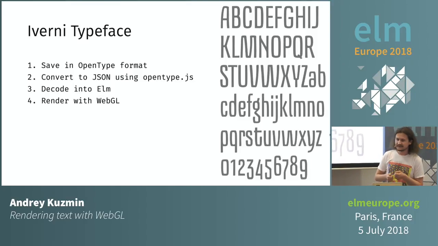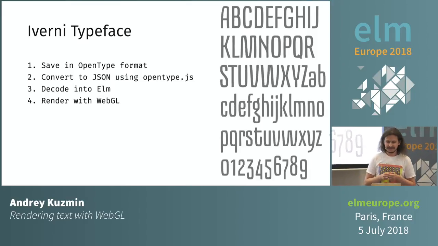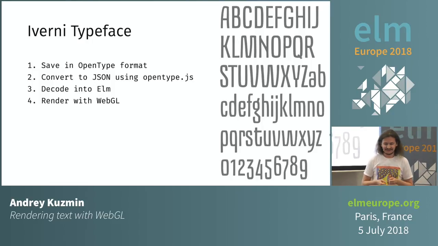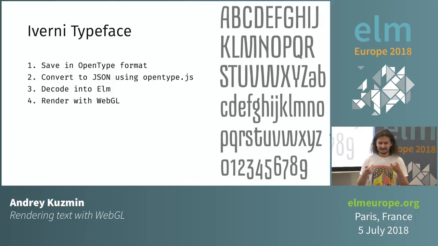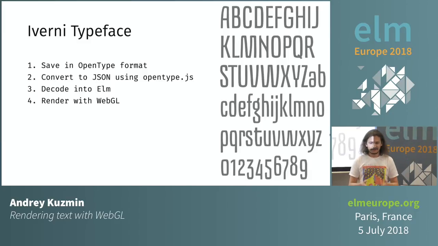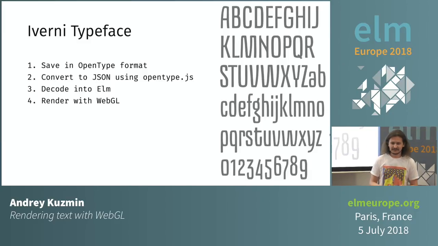So meet another typeface called Iverny that Nadia is nowadays working on. And this is a real typeface. It is saved in the OpenType format. It is a currently popular format that is standardized by Microsoft and Adobe. So how do we render it? Because there is no binary support in Elm, I had to rely on OpenType.js as a parser for this format to prepare a JSON format that can be consumed from Elm.